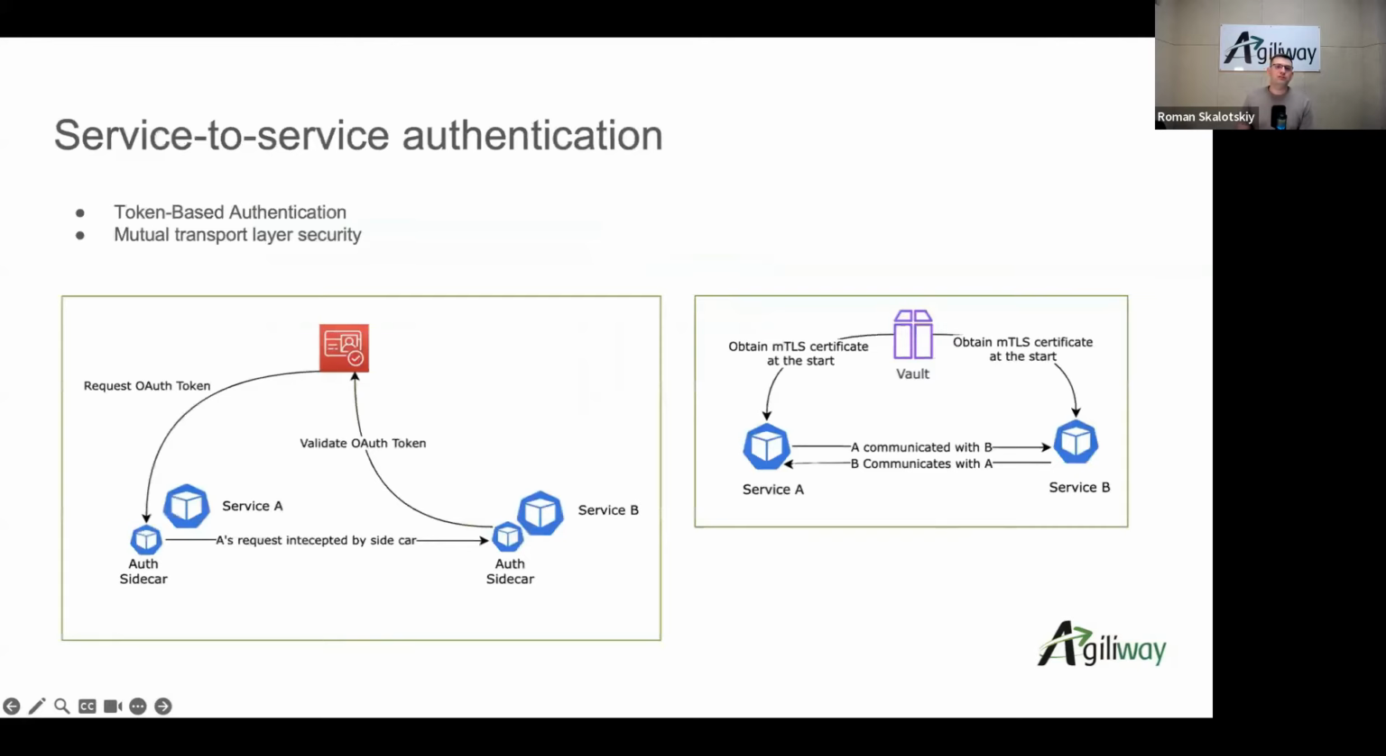And the third level is service-to-service authentication. It is a crucial aspect of security in microservice architecture. The most popular approaches are token-based authentication and mutual transport layer security. First, the token-based one. The token-based approach works at the application layer. A token is a container that may contain the caller ID, which we could call the microservice ID, and its permissions.